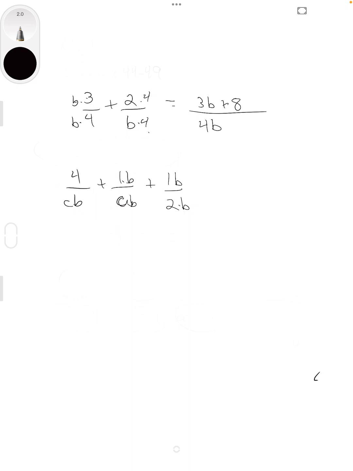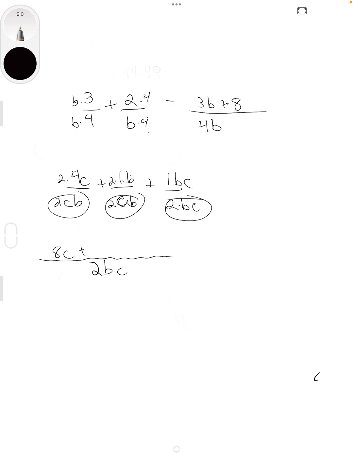This one doesn't have a c, so let's give it a c. This one also doesn't have a c, so let's give that one a c. Again, multiply top and bottom times c. Now it has a CB and a BC, which are the same. It needs a 2. So let's multiply top and bottom times 2. So I'm going to end up with 2, and generally we go alphabetical order. B, C is the same in all 3. And we have 2 times 4 is 8, so I have 8C, plus 2 times 1 times B is 2B, plus BC. That's the answer.